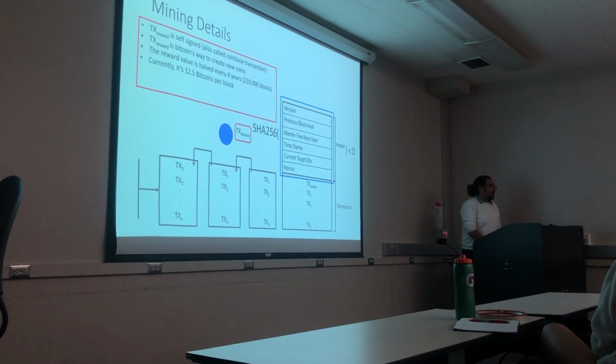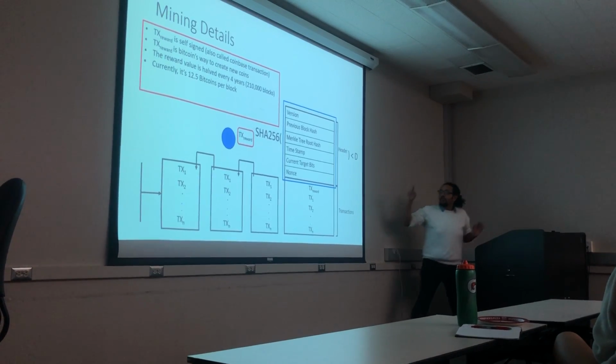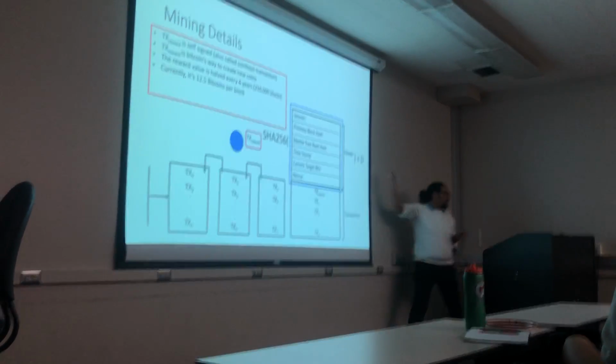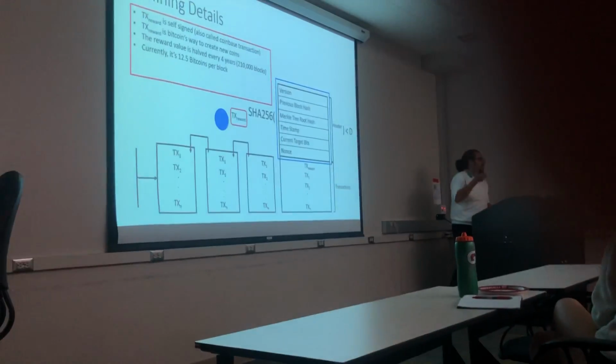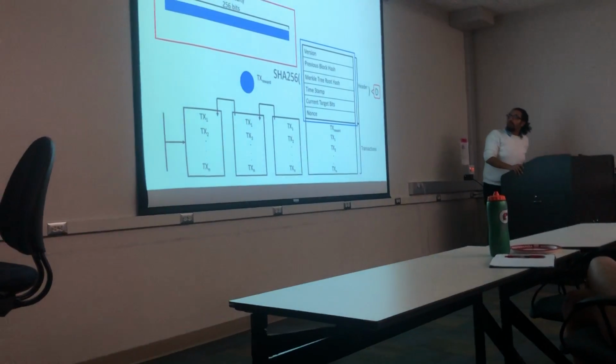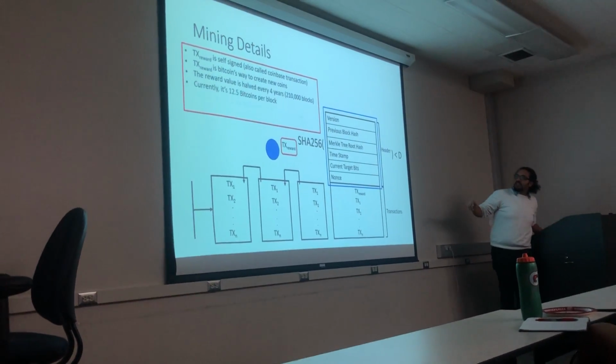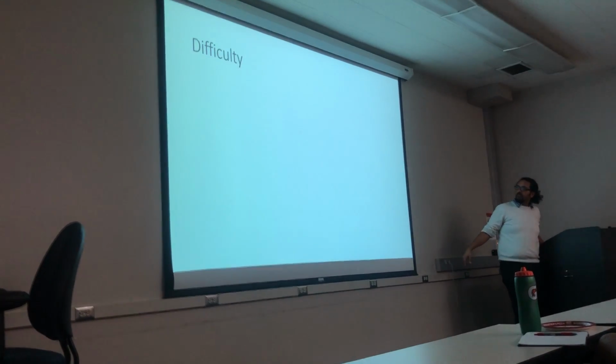Oh, I have one more. For the field current target bits, what does that correspond to? The current target bits is basically the number of difficulty bits. Oh, okay. How many? 20, 25, 23? Yeah, that's basically the difficulty. It's adjusted every 2016 blocks.